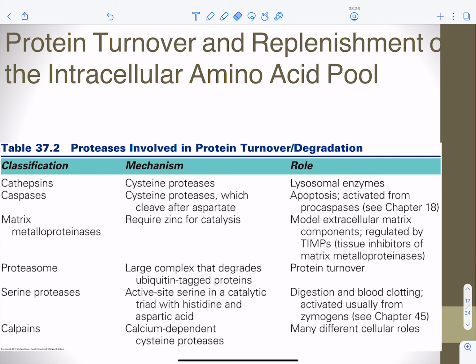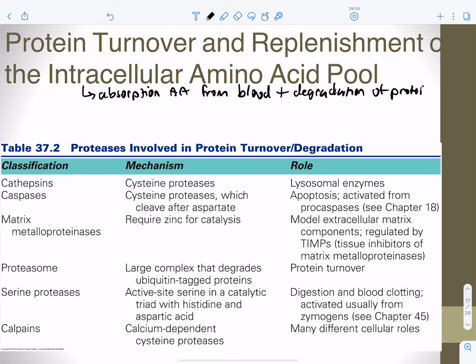Okay, so with respect to protein turnover and replenishment, you have an amino acid pool within cells, and the amino acid pool is going to be both from pickup of dietary amino acids and from the degradation of proteins within the cell. So intracellular comes from the degradation of proteins, which is going to occur in every cell.